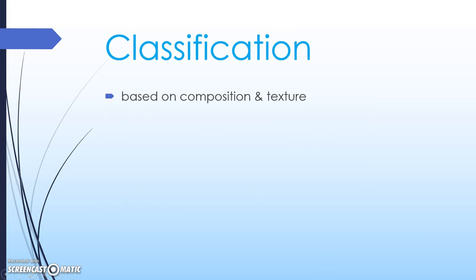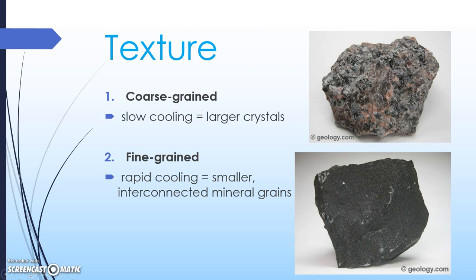So looking at classification, there's two things that are important for igneous rocks. That's composition, so what they're made of, and their texture. So looking at texture, we have a couple of different types. The first that we're looking at is coarse-grained, so that means it cools down very slowly, and you have a lot of large crystals. So you can clearly see, looking at the image up top, that there are crystals in here of different colors, of different sizes, and you can see that.